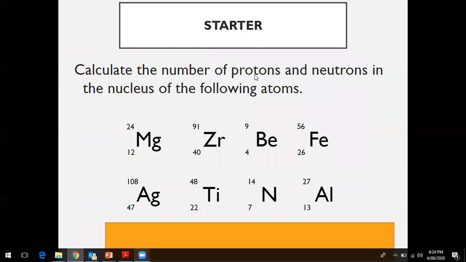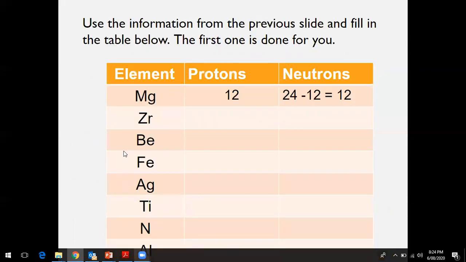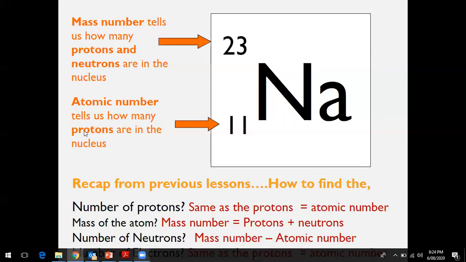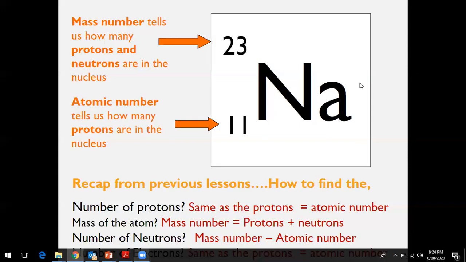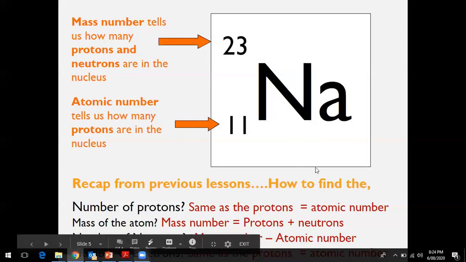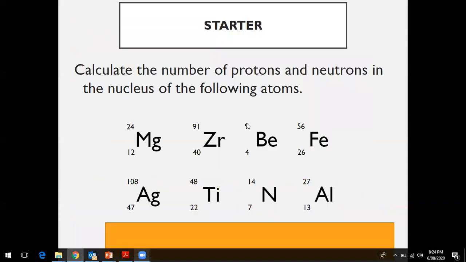All right, so now how many protons would be in Mg, magnesium? You know the number of protons is equal to the number of electrons, which is equal to the atomic number. So if you go back, the atomic number tells us how many protons are in it. So the atomic number is 12, it means the protons in this case are 12, okay? Then how many neutrons? You know the formula from the last slide. For finding the number of neutrons, it's the mass number take away the atomic number, okay? So it's 24 take away 12, which is 12 again.